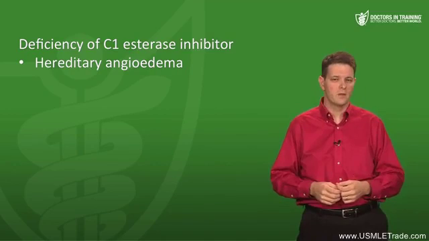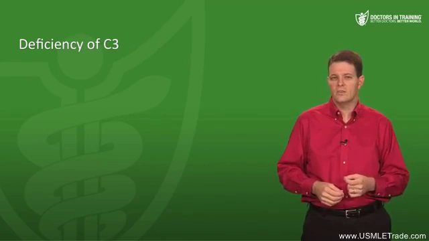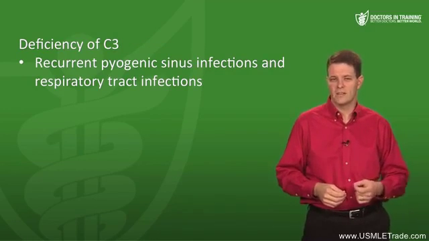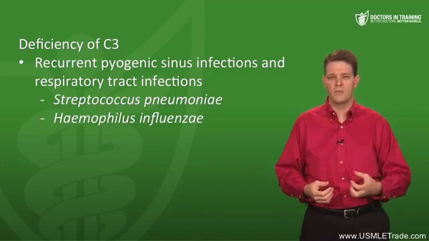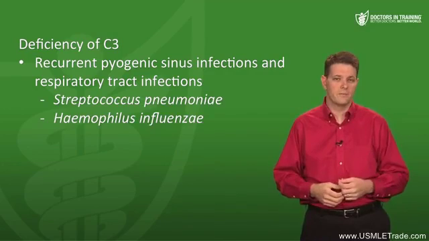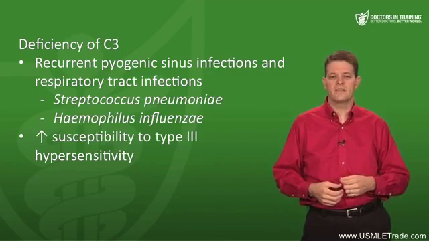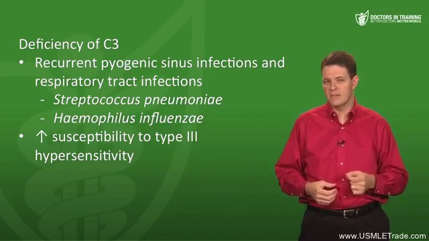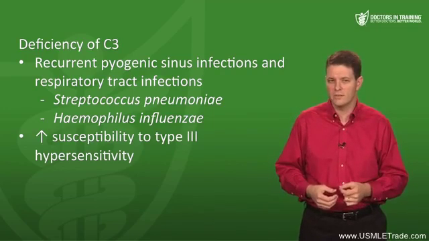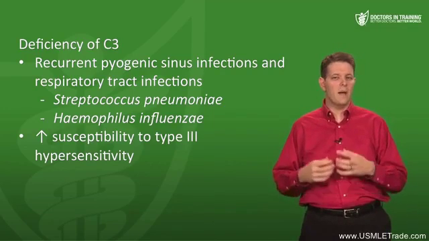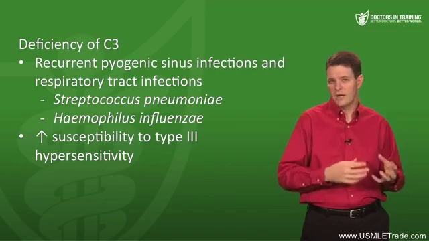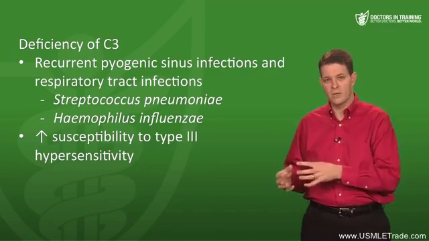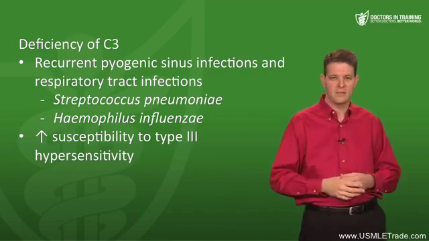as a side effect. Deficiency of C3 leads to recurrent pyogenic sinus infections and respiratory tract infections, specifically those encapsulated bacteria like Strep pneumoniae and Haemophilus influenzae. These patients also have increased susceptibility to type 3 hypersensitivity, especially glomerulonephritis. Basically, C3 is needed to opsonize and clear out those antibody-antigen complexes that cause type 3 hypersensitivity. So no C3 means more type 3 hypersensitivity.